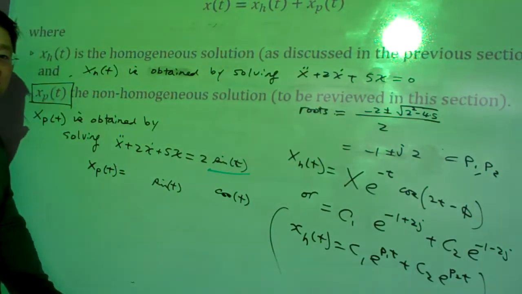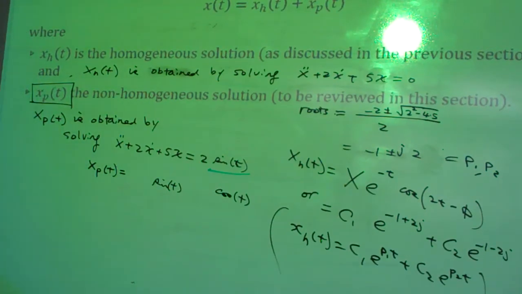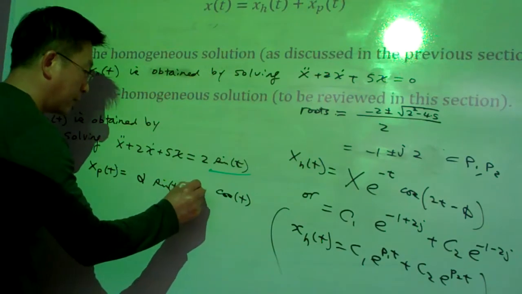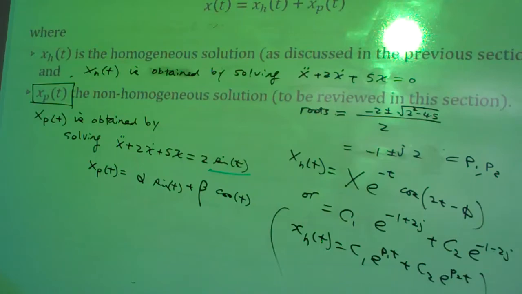I think that is a tip being taught there. And that should be in combination of the two terms here. So let me say this is alpha and beta. And we don't know the combination coefficients alpha, beta, and that is what we are going to solve for.